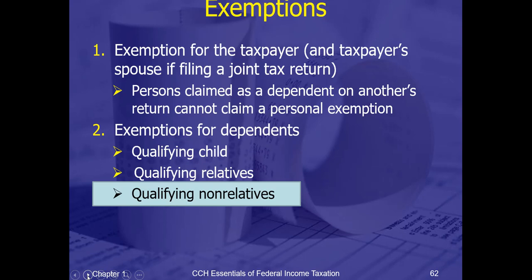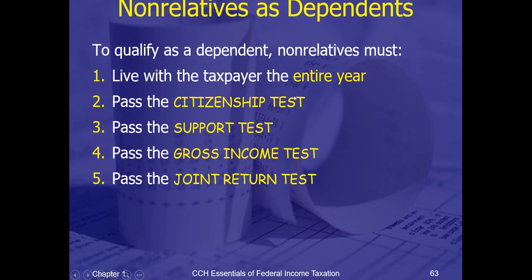Finally, qualifying non-relatives. Even someone who's not related to you can be a dependent if they live with you the entire year. So they cannot be living somewhere else any part of the year. They still have to pass the citizenship, support tests, gross income test, and the joint return test we talked about earlier.